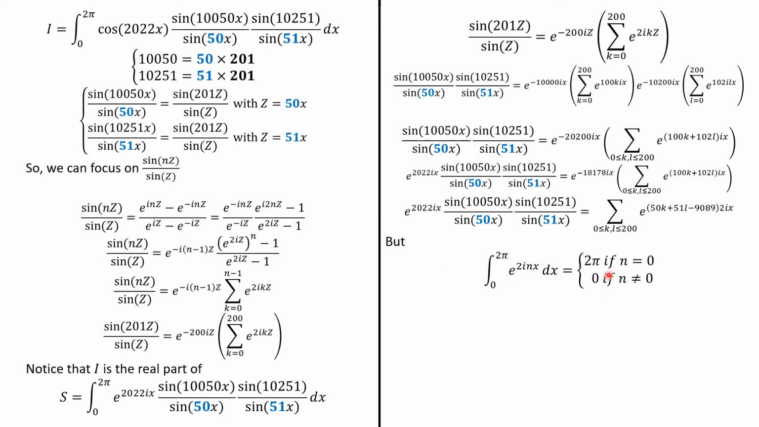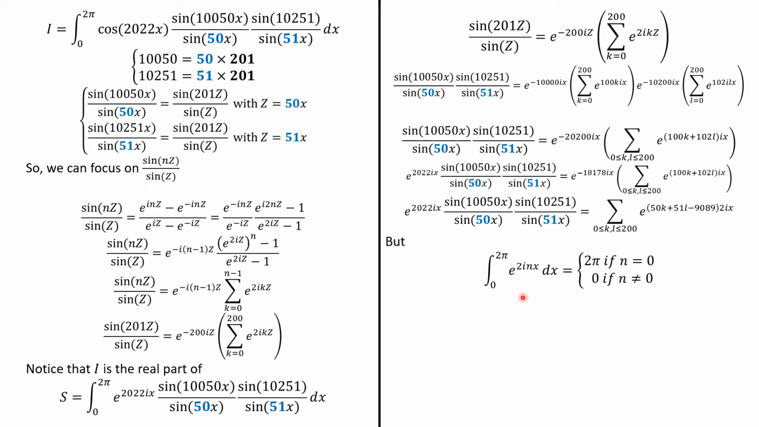For n equal to 0, we have 2π, because this is the integral from 0 to 2π of 1. But when n is not equal to 0, the antiderivative of this is the same exponent divided by 2in. From 2π to 0 it is the same value, so this is going to be 0. So that's where it can become tricky.